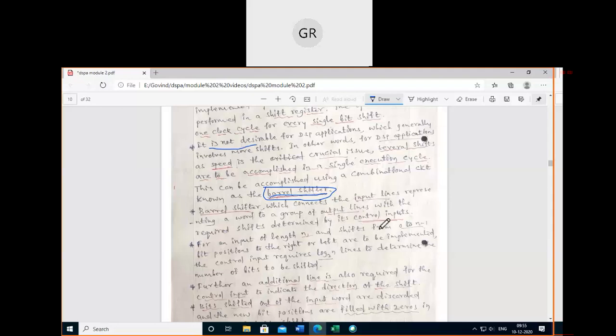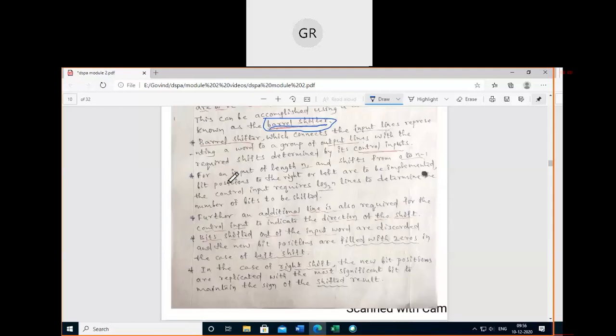Here the shifts are determined by some control inputs. Later we'll discuss what those control inputs are. For an input of length n, shifts from 0 to n minus 1 bit positions to the right or left are to be implemented. The control input requires log n base 2 lines to determine the number of bits to be shifted.